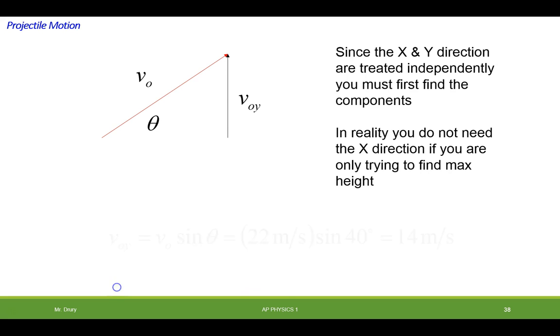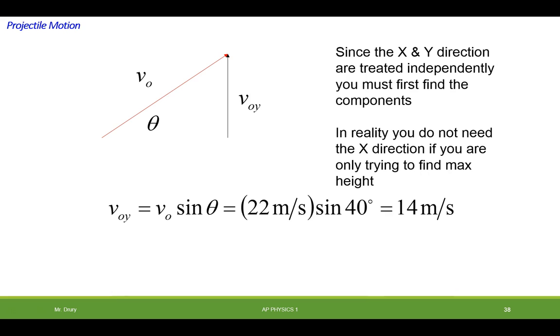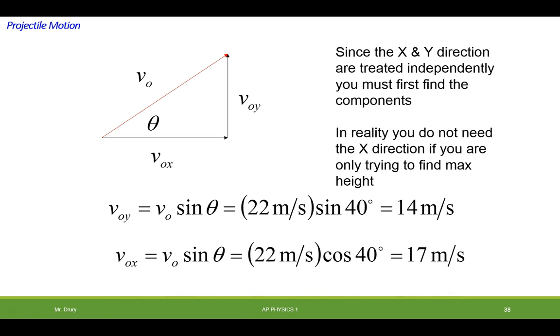So here is the equation for the y direction, and that would be the sine, because we know that sine of the angle is opposite over the hypotenuse, and we're solving for the opposite side. And there we have the adjacent side, and that would be using the cosine. All right. So in reality, in this particular problem, we don't need this 17 meters per second to find the maximum height.